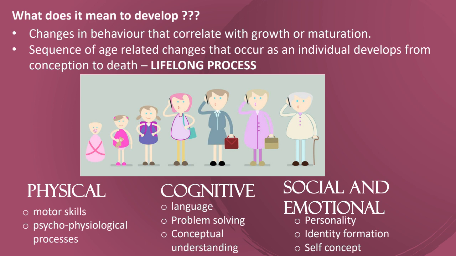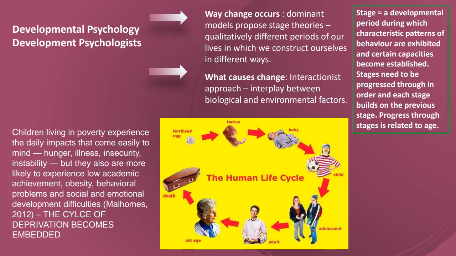So within each of those phases of our life and our life journey, there are different areas where development is focused and changes can take place. With developmental psychology and developmental psychologists, we look at the way change occurs. There are many dominant models around development, and you'll see the theorists as we work through the material. There are stage theories, where we develop in a certain way, then that stage ends and we move into the next stage, and the next stage.